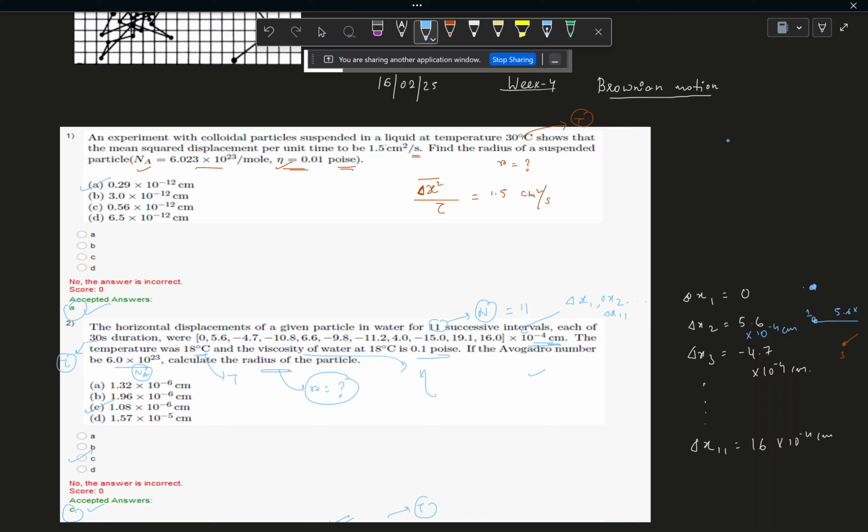The theta square average is given, the torsion constant is given, the temperature is given. We have to calculate the Boltzmann constant, k_B. Okay, so we are not sure how that is to be done.